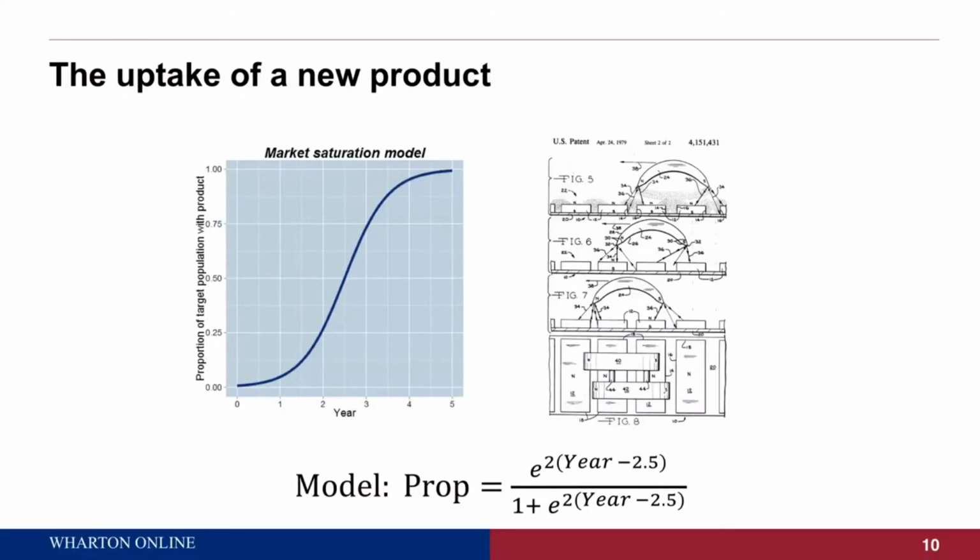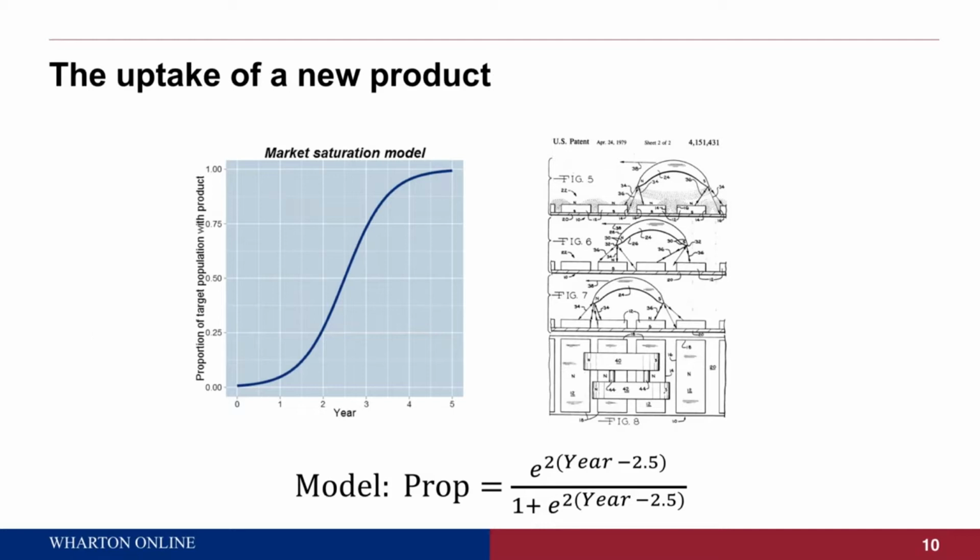So my final example here is a model for the uptake of a new product, and it's different from the previous examples that we've seen because this graph has a feature. The feature is that it's increasing, but then it starts to tail off. But the reason for that is because the variable, the outcome that I'm looking at, is the proportion of a market that has been exposed to the product, that has bought the product, and the proportion could never be greater than 1, so therefore the graph cannot keep going up and up.